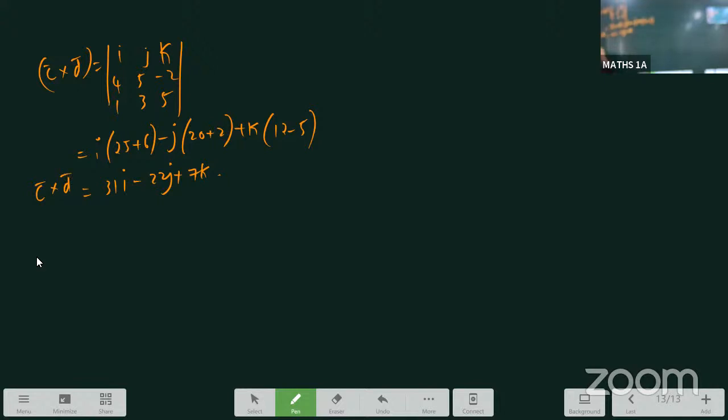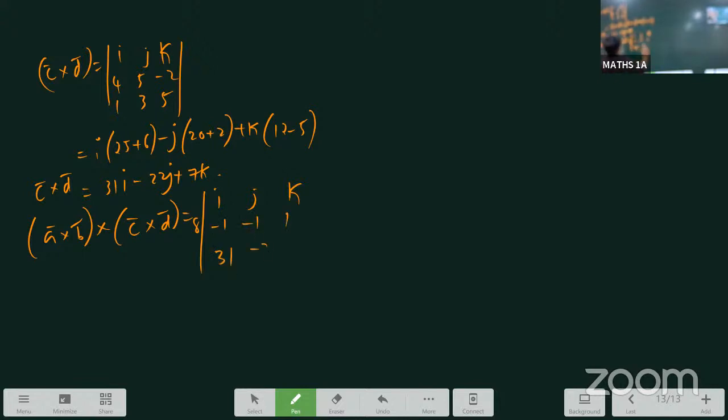Next, what is it actually asking? A bar cross B bar cross C cross D. That is i, j, k. A cross B, what we got just now, is minus 1, minus 1 and 1 with 8 outside, and this is 31, minus 22, 7. I wrote 8 outside directly because if in any row or any column you have something the same, you can write that outside. Yesterday only we did that part, right?